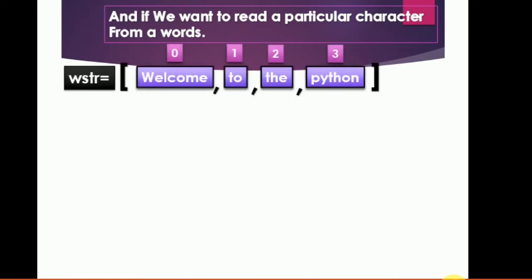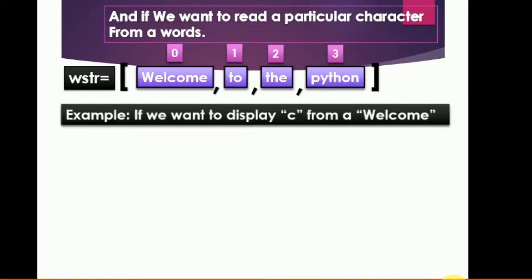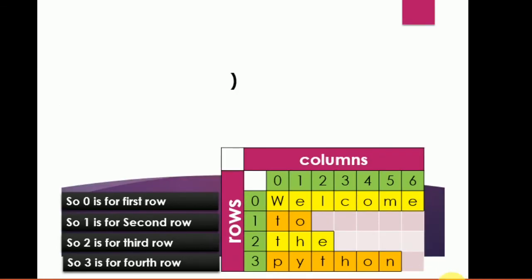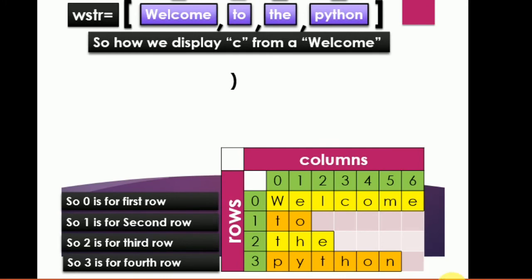Same WSTR variable I am using. Now if you want the same, I am using welcome, and you want to display C from the welcome. The first line I am displaying, which row number is it? It's 0. So the first line is print WSTR of 0. That will display what? Welcome. But we need to display C from the welcome.